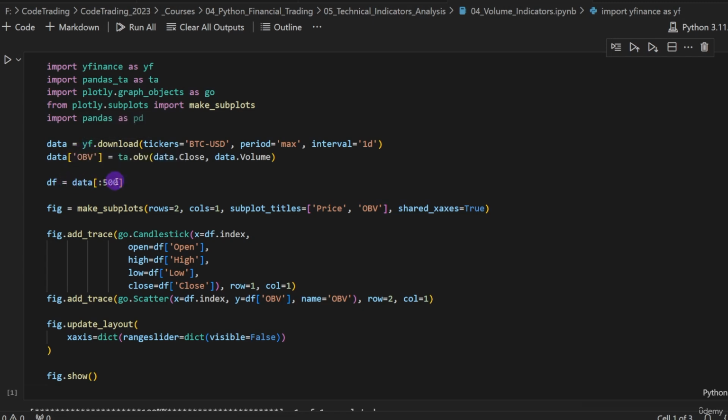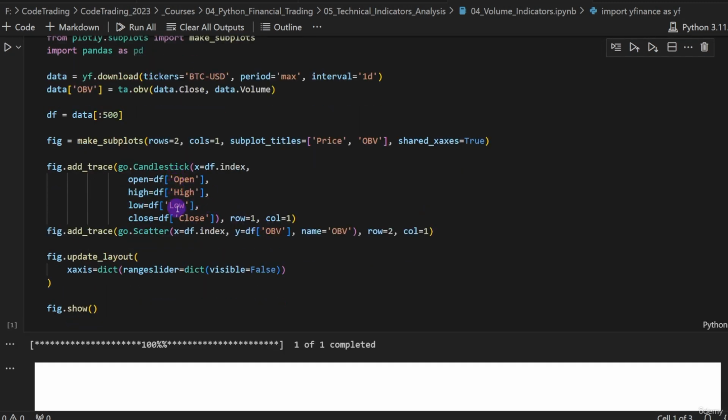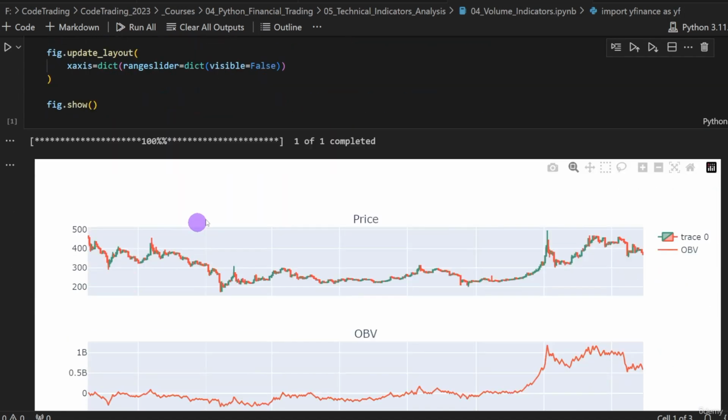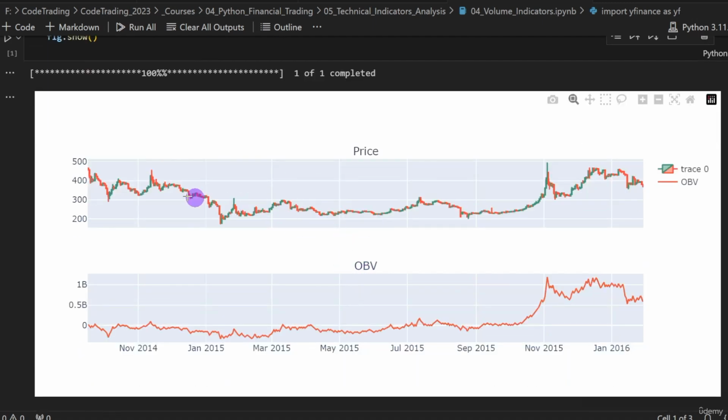Then I'm taking a small slice of 500 candles of our data frame, making subplots, providing names and titles for these subplots, and plotting the candles, providing open, high, low, closing prices, and then adding a trace using the scatter function, which is the OBV, providing a name for it and a position and so on. So this is what we have. We have the price candles here, and then the OBV values for us.